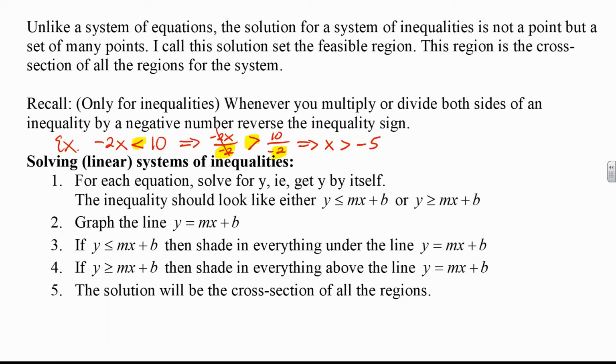So those are steps 3 and 4. If it's y less than, everything under the line. If it's y greater than, everything above the line. If it's less than or equal to, it's going to be a straight line, but if it's just less than or if it's just greater than, you'll have to pick in MyMathLab the dotted line. The solution will be the cross section of all the regions.